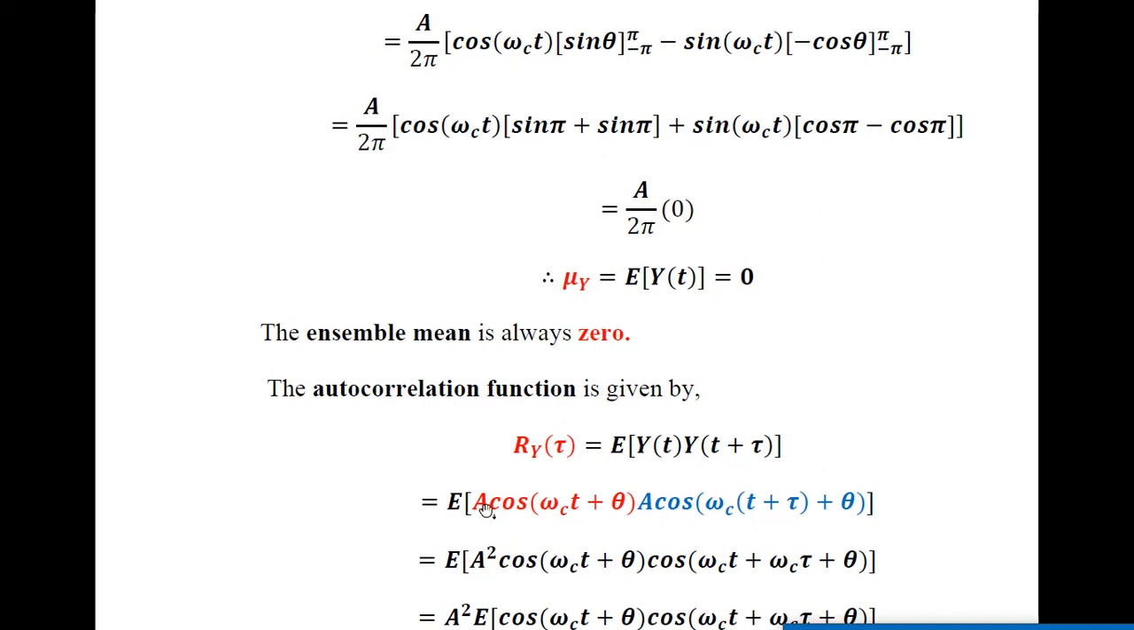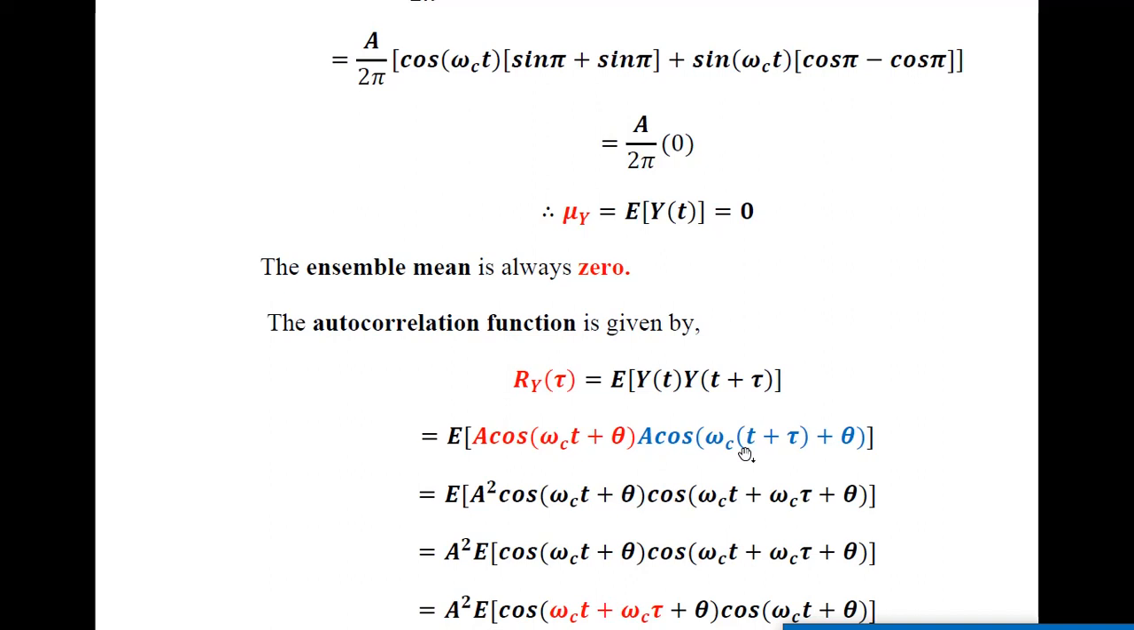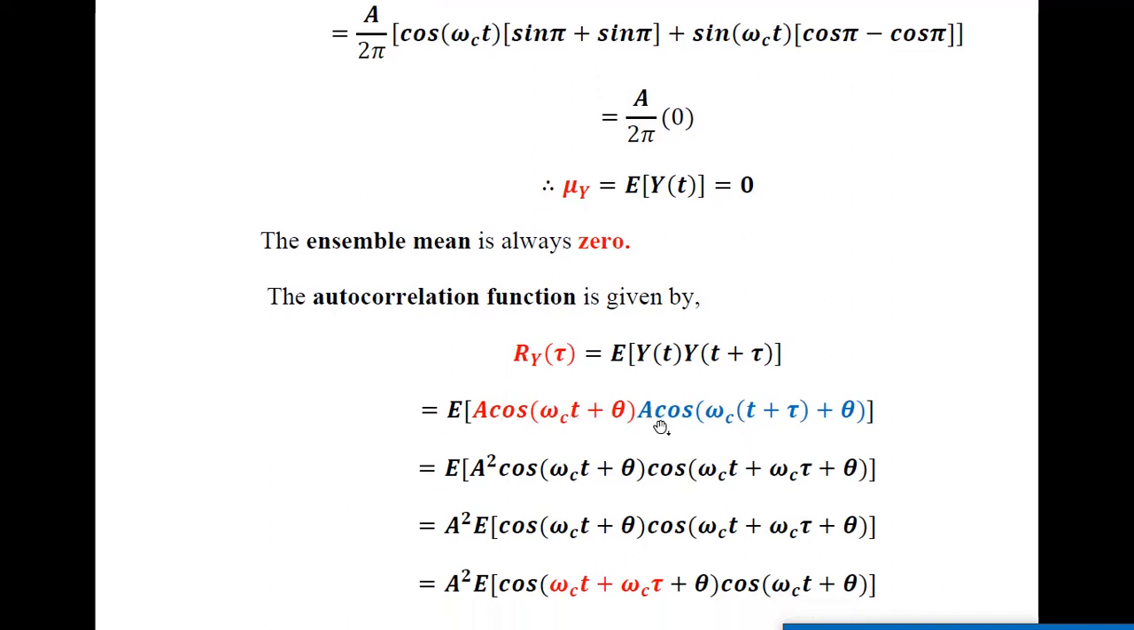So again we substitute for y of t and y of t plus tau here, and this equation is expanded as E of A cos omega ct plus theta. This is for the first term y of t, and the second term y of t plus tau is A cos of omega c, then within that braces instead of t it is taken as t plus tau, then plus theta. Hope it is clear now. Therefore now we are having the two products. A into A is nothing but equal to A square. Before we proceed, the first one in red color indicates the substitution for y of t. The second, blue color which is highlighted, is for the second term, that is the time shifted random process, y of t plus tau here.